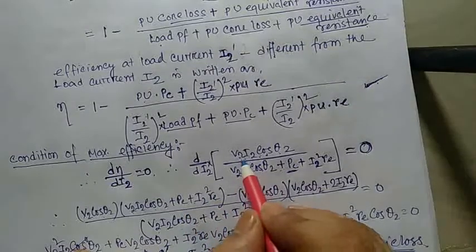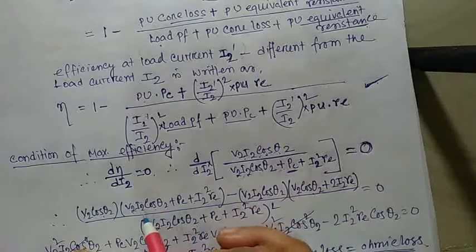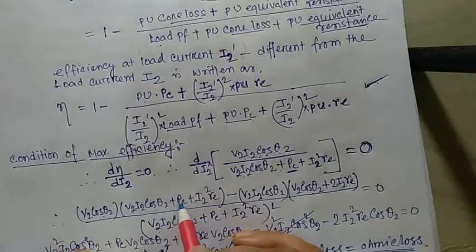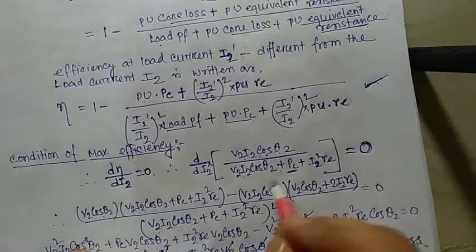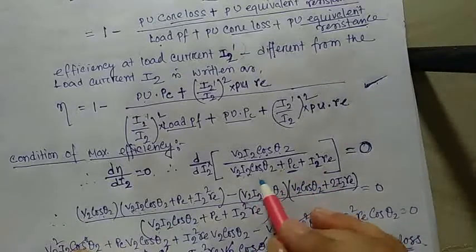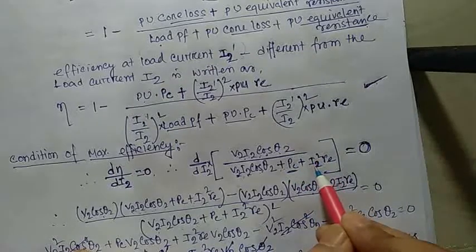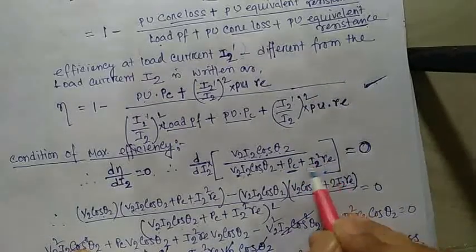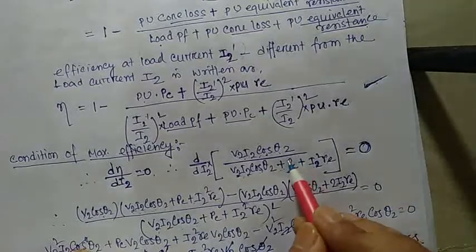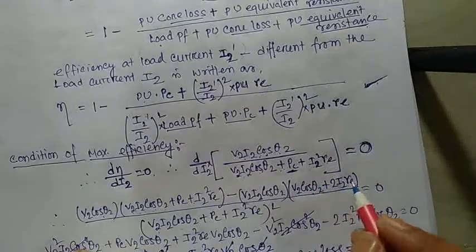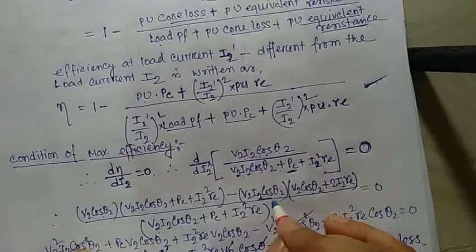So the first part derivative is V2 cos theta 2, second part unchanged, that is V2 I2 cos theta 2 plus PC plus I2 square RE, minus the second part derivative, that is V2 cos theta 2 plus 2 I2 RE. Here PC is the core loss, that is constant, so the derivative of a constant is equal to 0, and the second part unchanged, that is into V2 I2 cos theta 2.